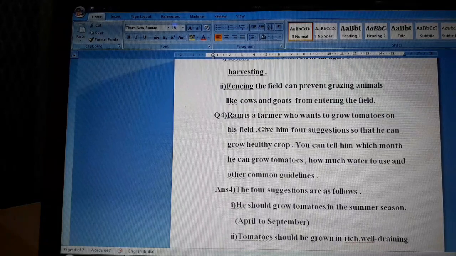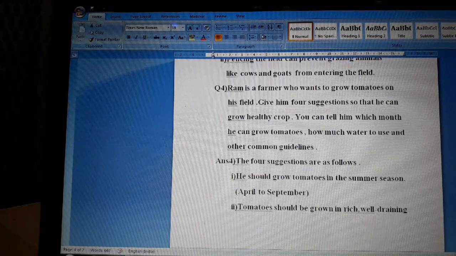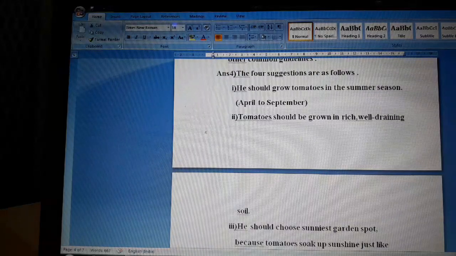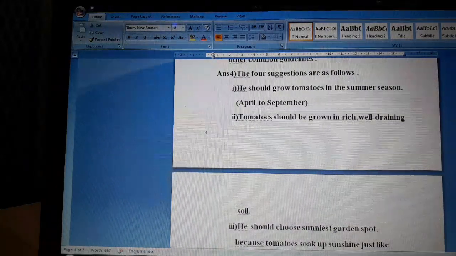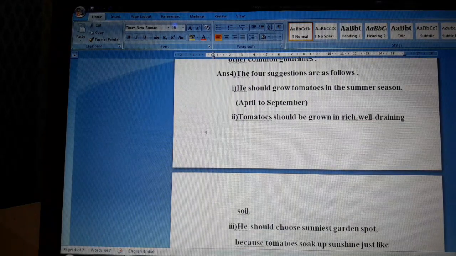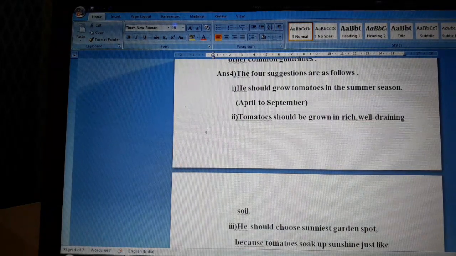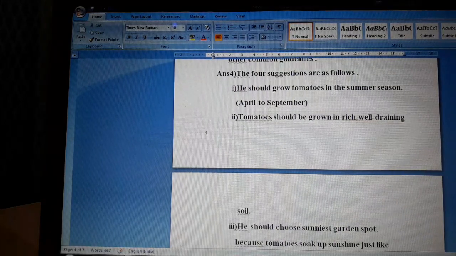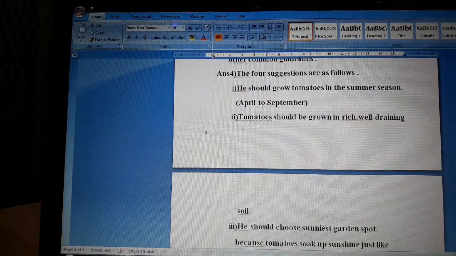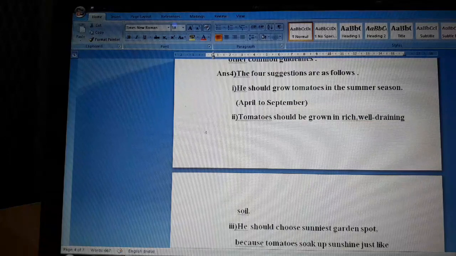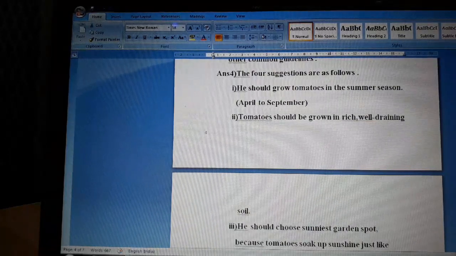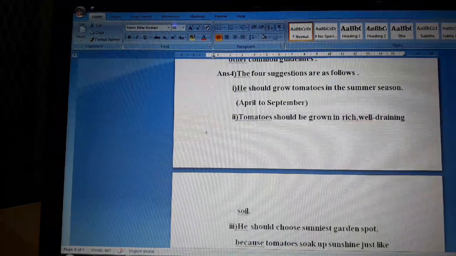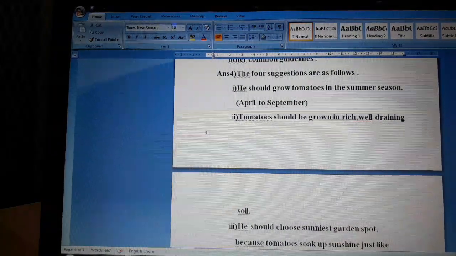Okay. Now here are the 4 suggestions. What are the 4 suggestions? He should grow tomatoes in the summer season. That is from the month April to September. So tomatoes should be grown in the summer season, and in rich, well draining soil. Rich, well draining soil, what do you mean by that? Well draining means the water drains off, it will not stay on that soil. If it stays, the tomatoes will be spoiled.